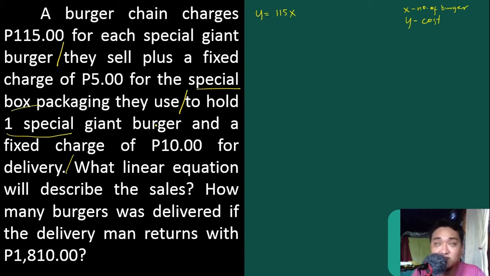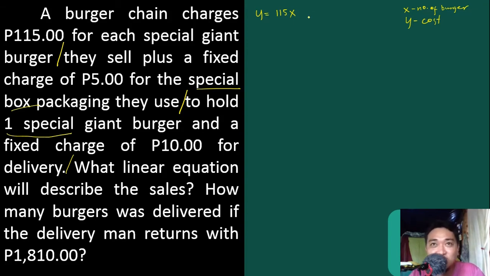So, isa-isa. Ibig sabihin, kung meron silang let's say isang burger, ilang box ang gagamitin nila? That is worth 5 pesos. Syempre isa. Kung dalawang special burger yung dineliver nila, syempre dalawang box din yung gagamitin nila and dalawang 5 pesos din yon. So sa madaling salita, kung ilang burger yung dineliver nila, yun din yung number of box na kailangan nilang gamitin.